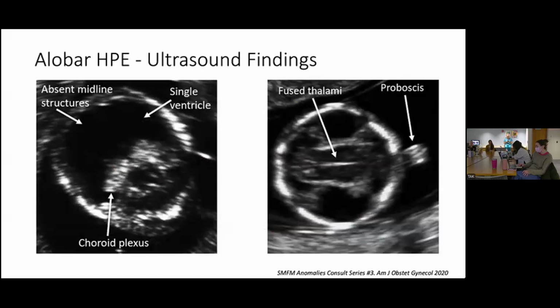And then to review some more ultrasound pictures, this one on the left is a coronal view. This is again demonstrating absent midline structures, which you typically would see here. Again, a single ventricle. And on the right is an axial view. You can see that the thalami are fused here. And then the proboscis, which was that tubular structure above the eye that we saw in the previous picture.